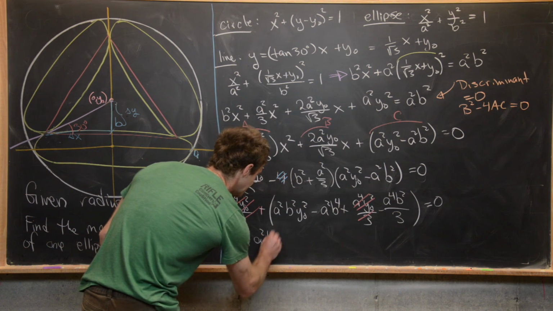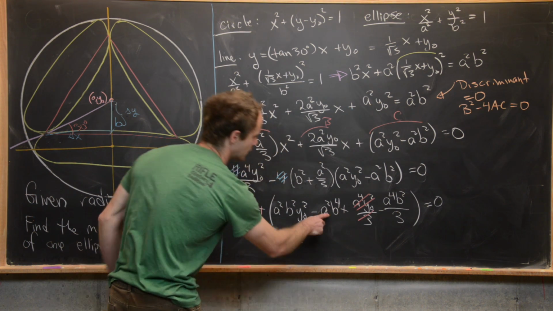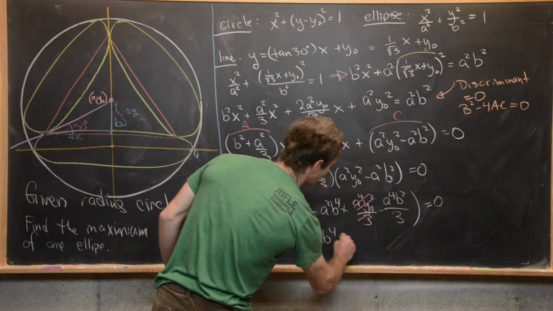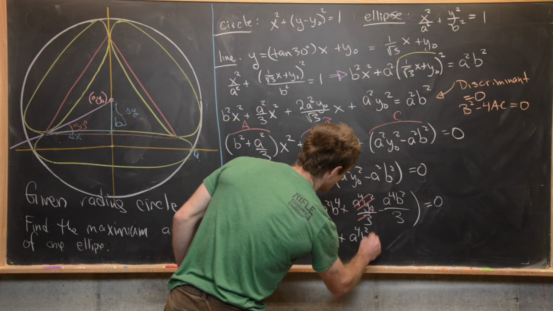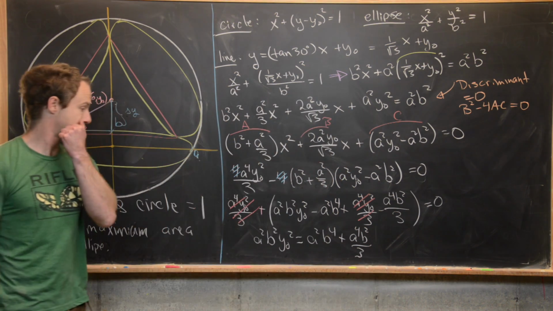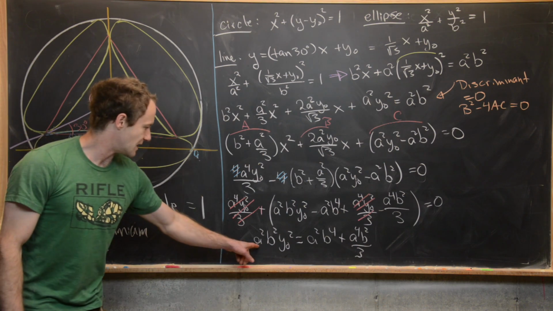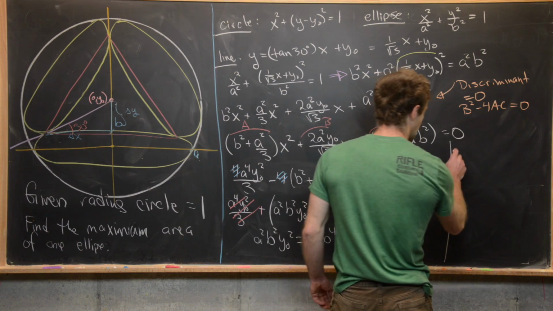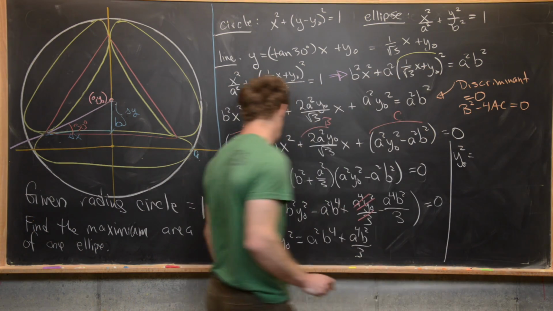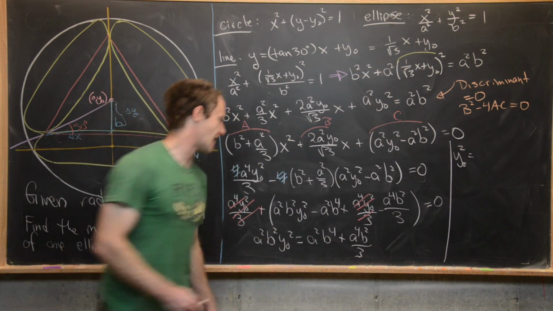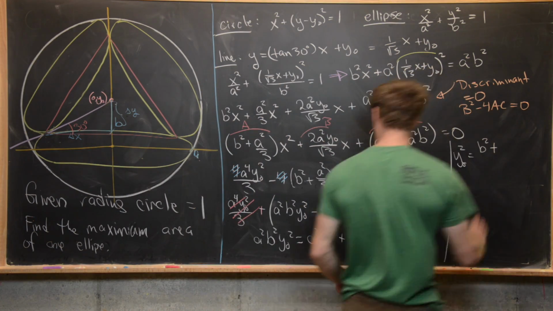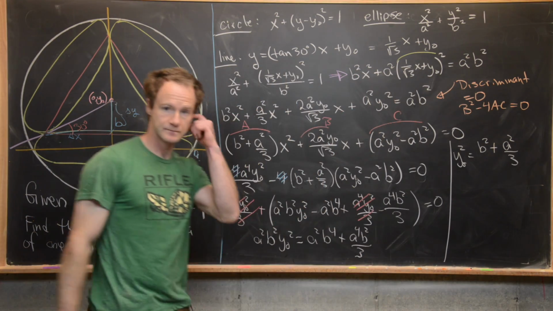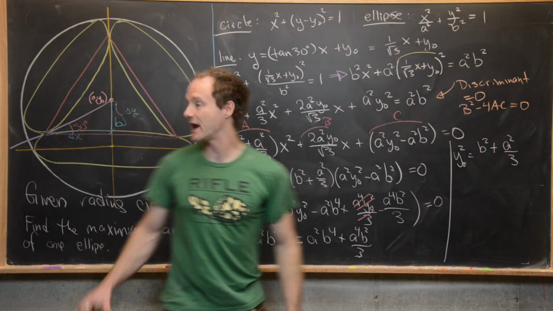So we'll have a squared b squared y naught squared equals, so moving this stuff over, we'll have a squared b to the fourth plus a to the fourth b squared all over 3. Okay, next we can maybe divide both sides of the equation by a squared b squared, and that's going to give us y naught squared equals b squared plus a squared over 3. Good. So that is our y coordinate.